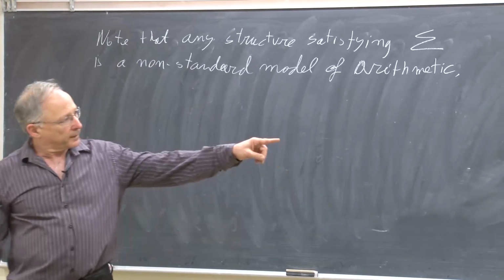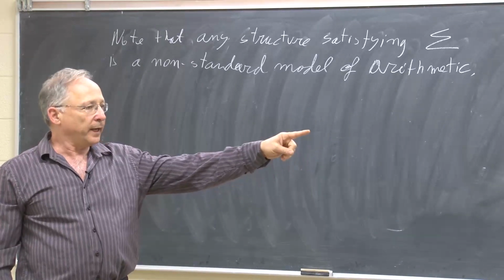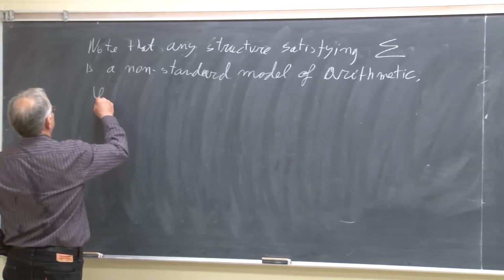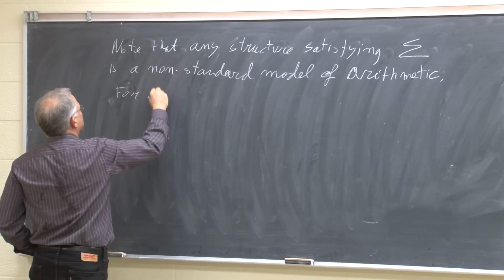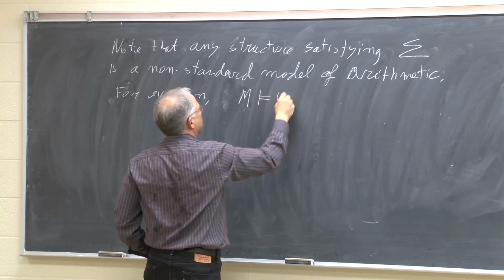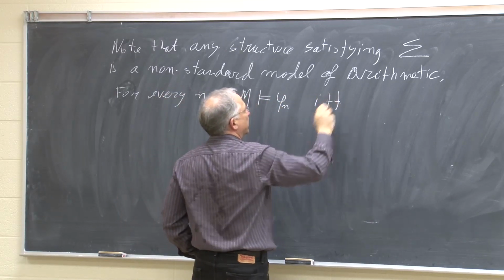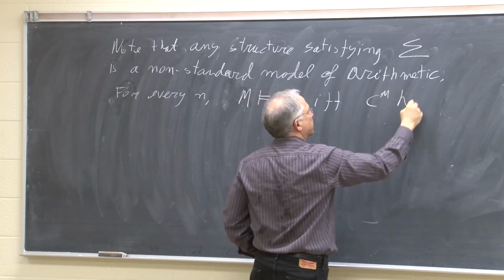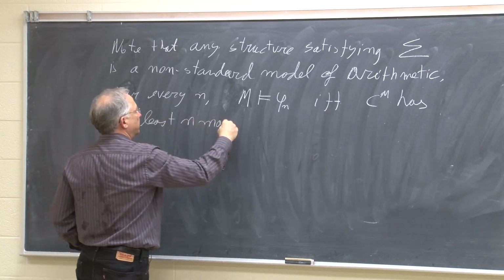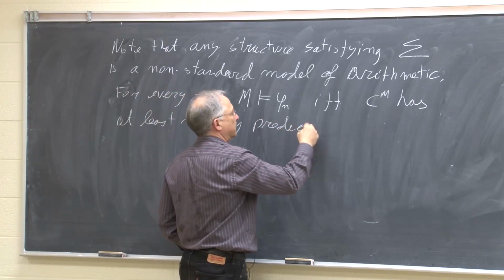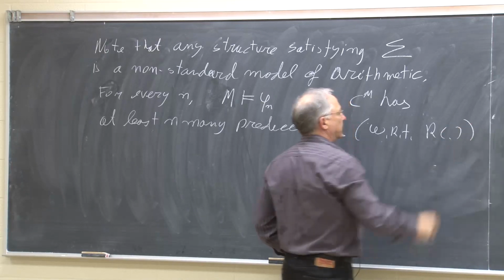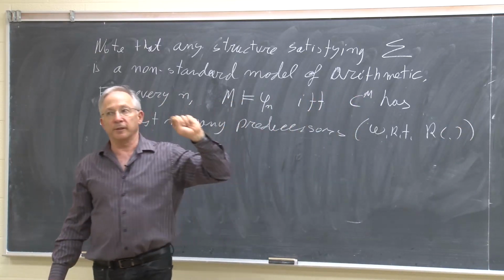Because it satisfies the theory of N, it satisfies all the formulas in the theory of N, and the phi n guarantee that the interpretation of C, for every n, phi n of M satisfies phi n if and only if C in M has at least n many predecessors with respect to R. So C of M is the interpretation of the constant C in the structure.